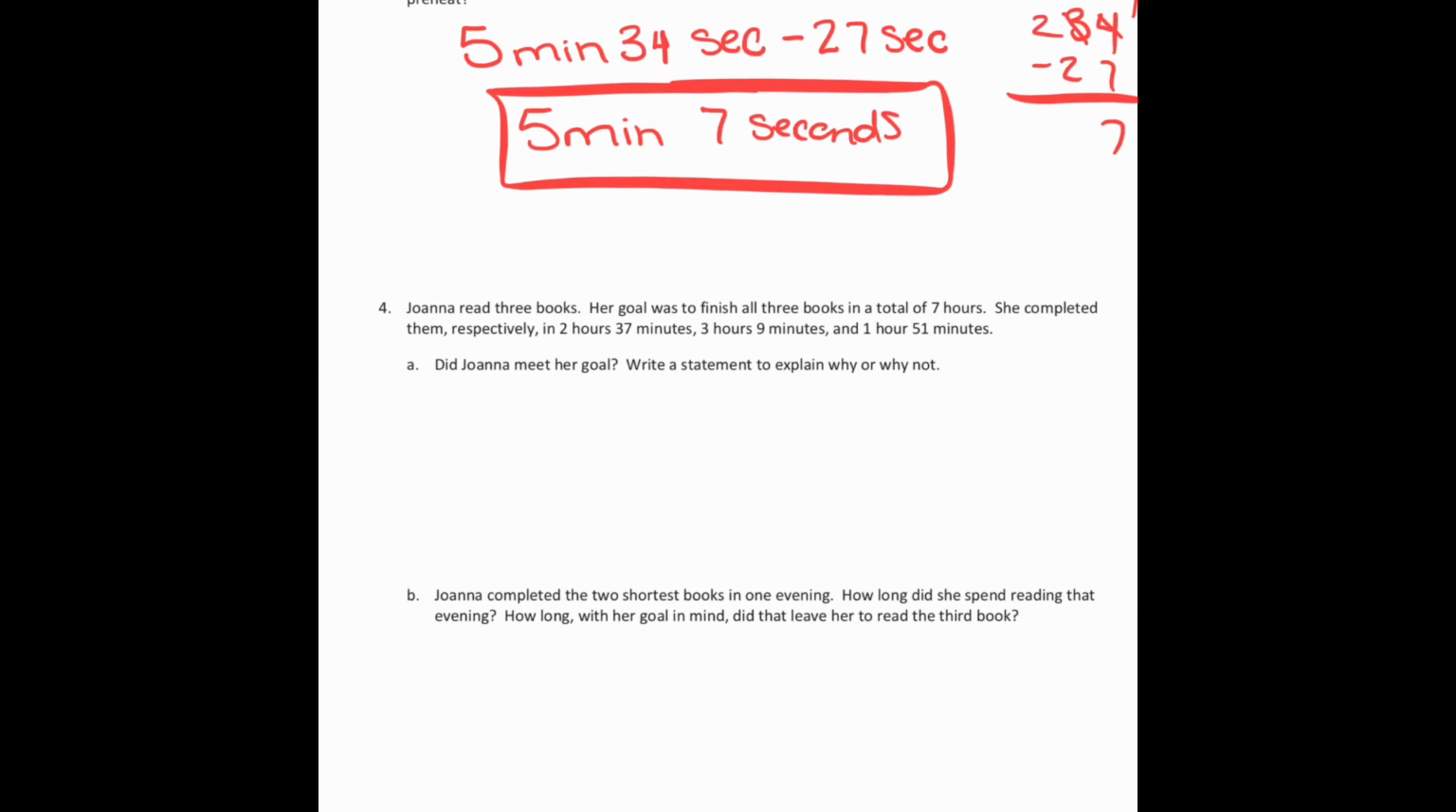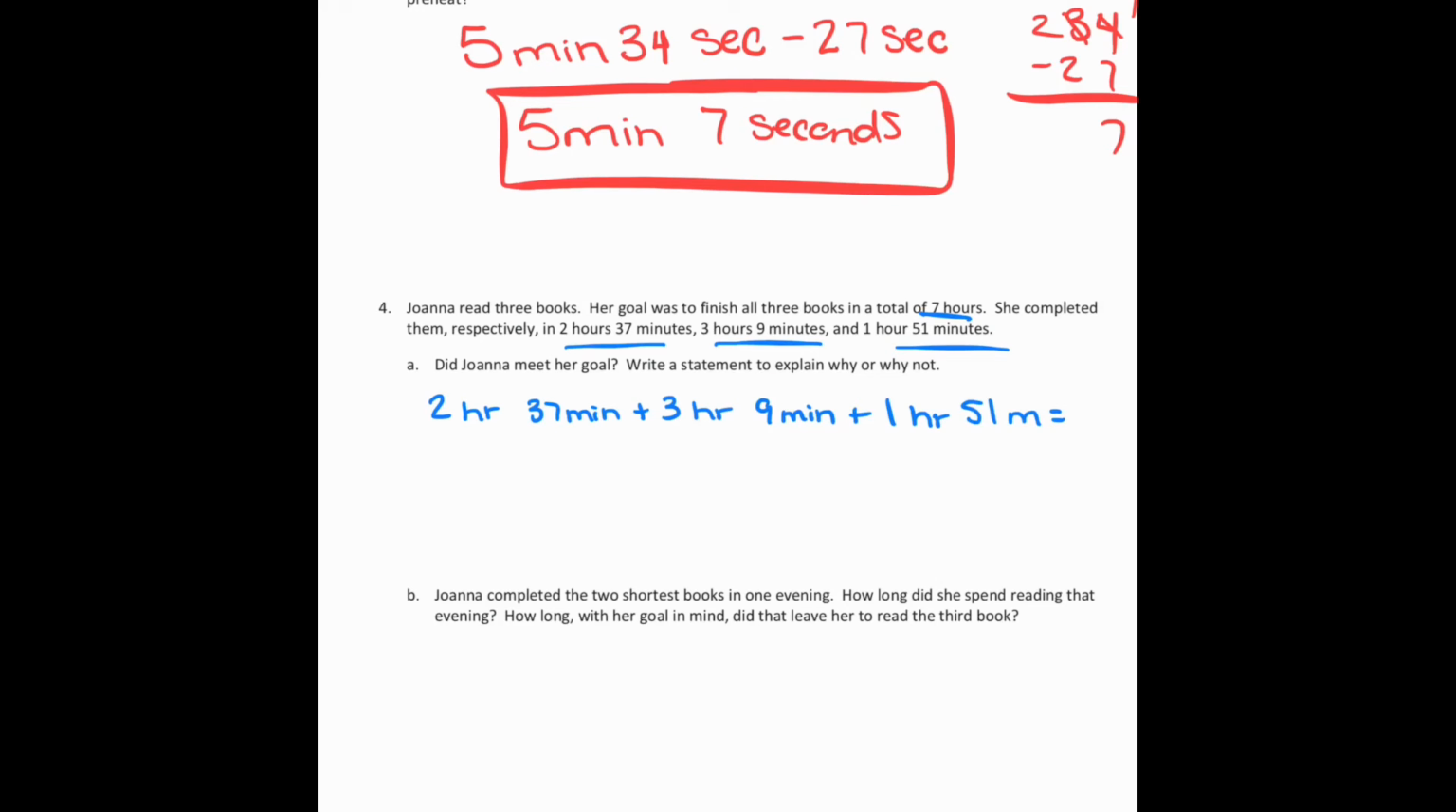Joanne read 3 books. Her goal was to finish all 3 books in a total of 7 hours. She completed them respectively in 2 hours and 37 minutes, 3 hours and 9 minutes, and 1 hour and 51 minutes. So did she meet her goal, and write a statement to explain? Well, let's see. If we add up all 3 times, let's see if it's more than 7 hours to see if she met her goal. So 2 hours and 37 minutes plus 3 hours and 9 minutes plus 1 hour and 51 minutes.